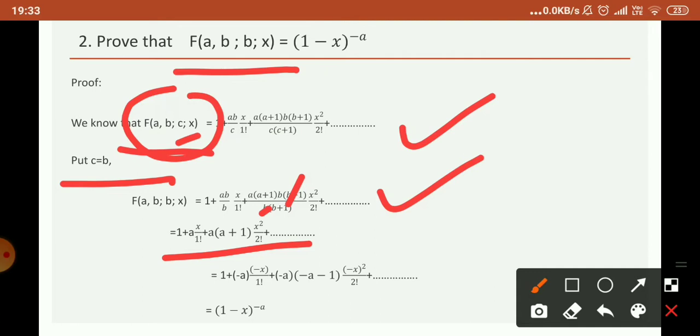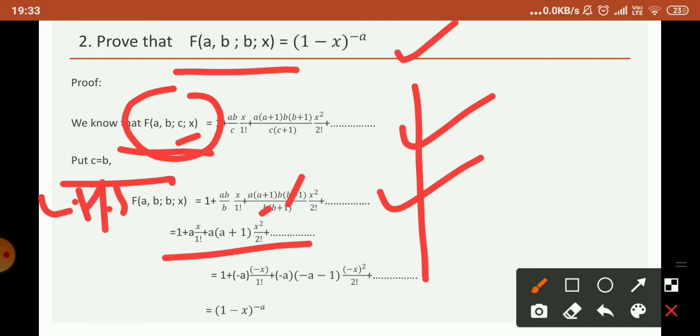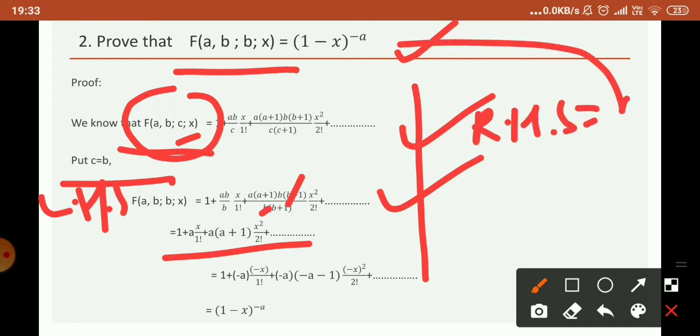Now we have to express this result in terms of (1 minus x) whole raised to power minus a. So you can solve this by solving the other side. Let this be the left hand side, and similarly you can write the right hand side and expand this thing. You can expand and you get the result directly.